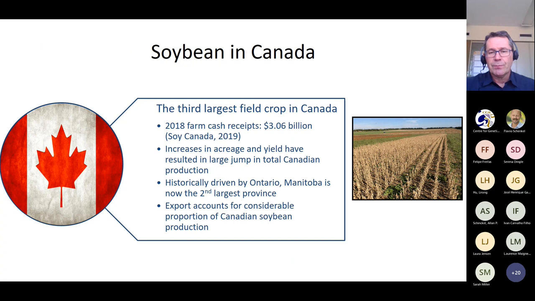Historically, Ontario has been the largest producer of soybean in Canada, followed by Quebec, but about 5 or 6 years ago, Manitoba surpassed Quebec because there were enough available short season soybean cultivars that could grow there to increase the production in Manitoba and make it the second largest province for soybean production.